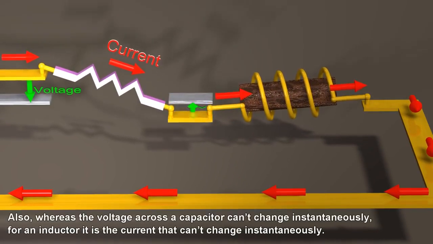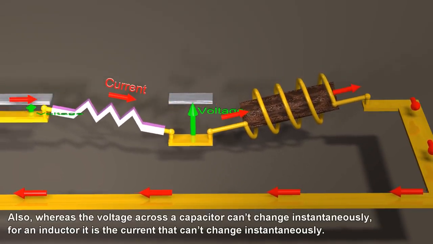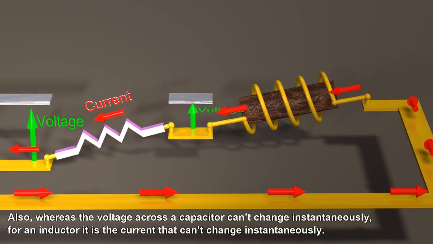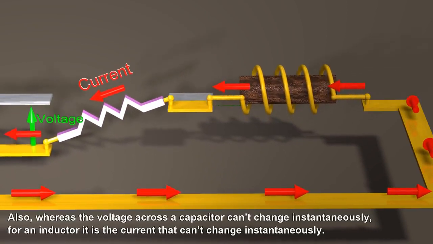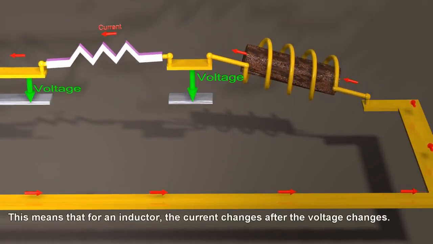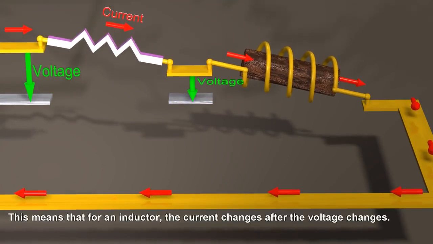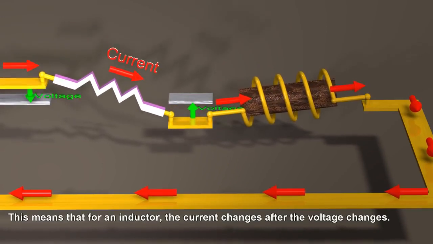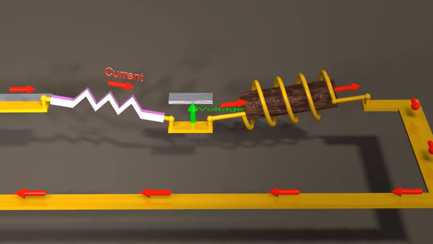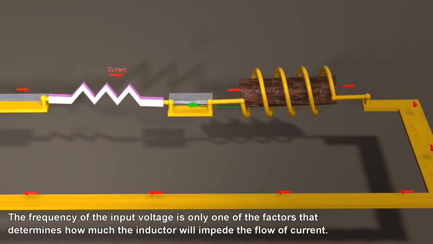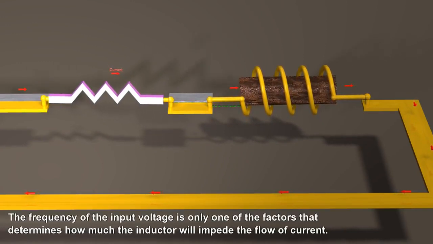Also, whereas the voltage across a capacitor can't change instantaneously, for an inductor, it is the current that can't change instantaneously. This means that for an inductor, the current changes after the voltage changes. The frequency of the input voltage is only one of the factors that determines how much the inductor will impede the flow of current.